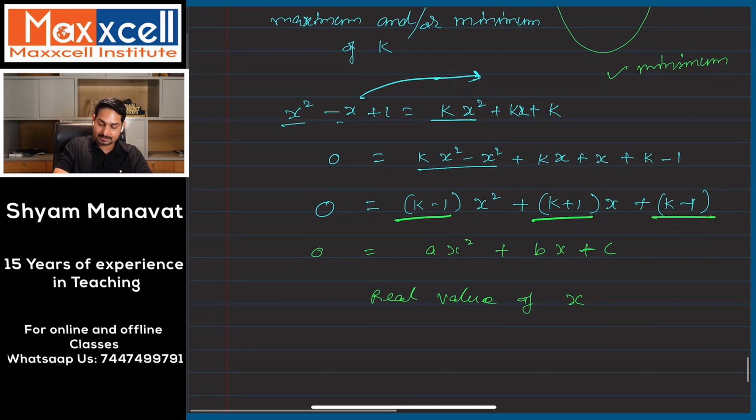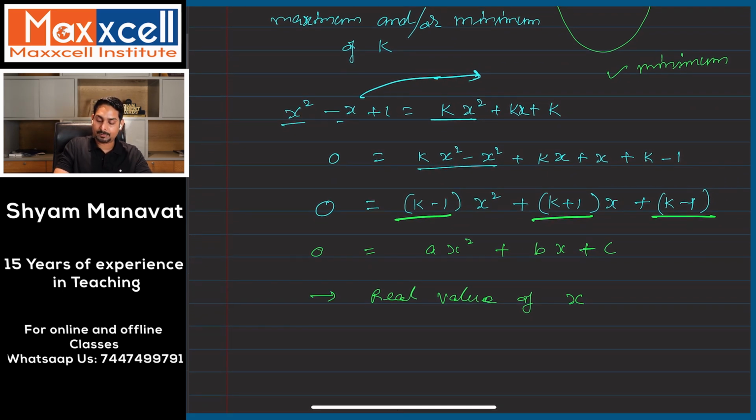To have real value for x, the discriminant for this particular equation should be what? More than or equal to 0. Connect the dots. We are going to the nature of quadratic equation, nature of roots for a quadratic equation. That's why you should follow that series of chapters. Do not jump to the next chapter before completing the previous one, because there are some links between the chapters when you talk about the same module.